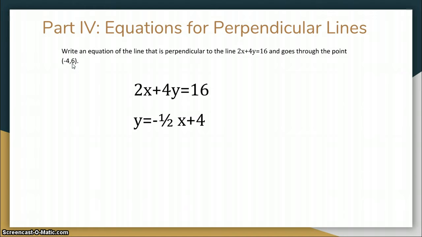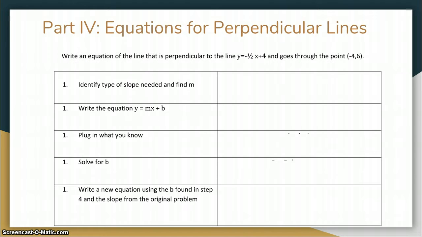Now, once you've got that in your notes, we're ready to work through the chart. And understand this chart is exactly the same chart that we used for parallel lines. The first thing that we have to do, identify the type of slope needed to find m. In this case, we need the opposite reciprocal slope. So if we take the -1 over the first slope, that's the same thing as saying opposite reciprocal. That gives us our new slope.